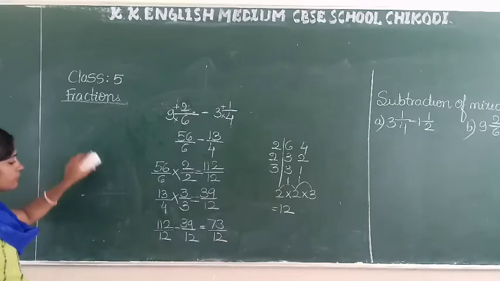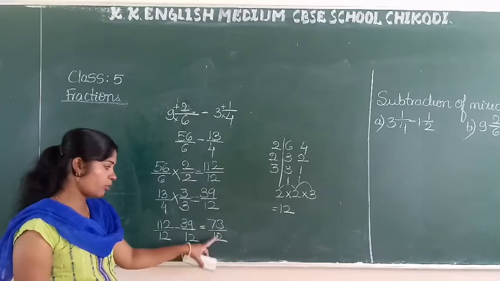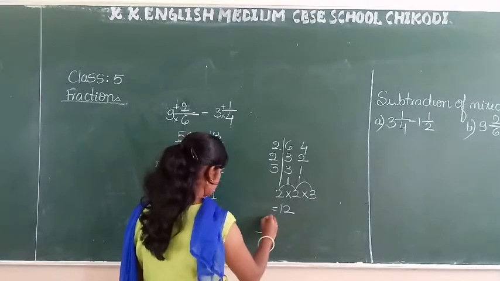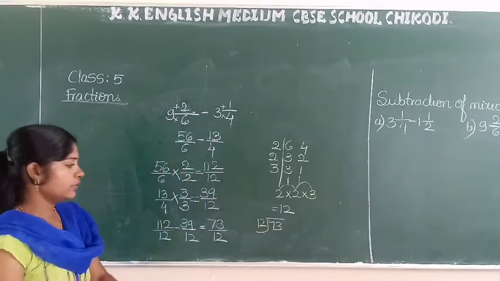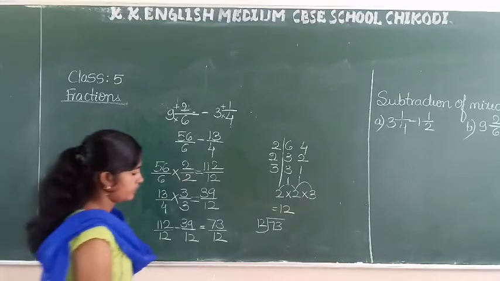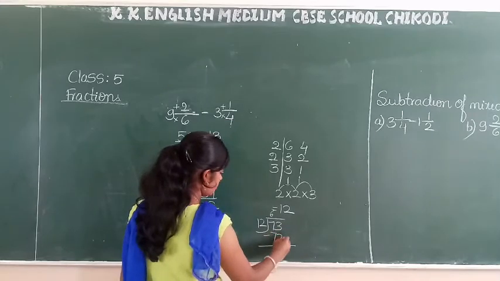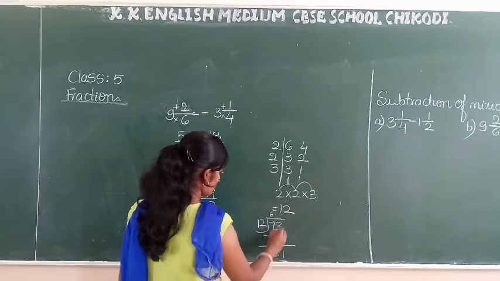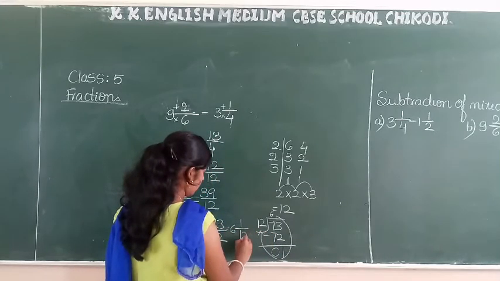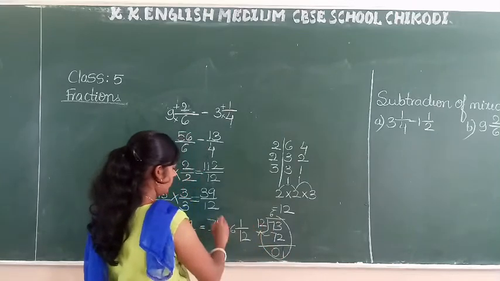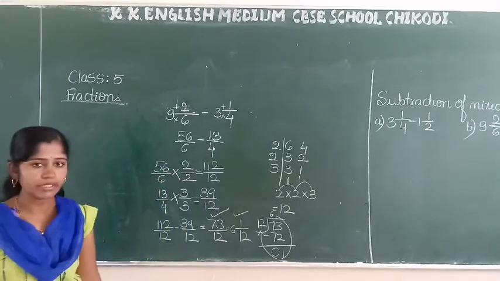Okay, now observe, is the answer a proper fraction or improper? Improper, because the numerator is bigger than the denominator. So let us divide 73 by 12. 12 twos are 24, 12 fives are 60, 12 sixes are 72. 73 minus 72 is 1. So you have to write 6 integer 1 by 12. If you write this it is also correct, but try to write the answer in mixed fraction.